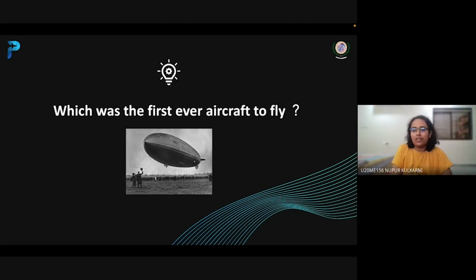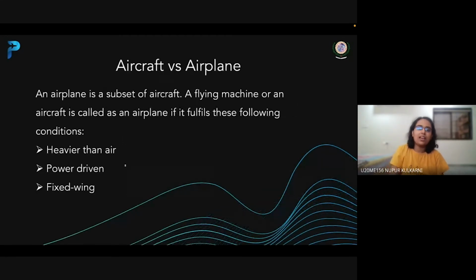So let's clear out the confusion if anyone is having. As one said, an airplane is a subset of aircraft. We can consider any flying machine as an aircraft, but an airplane is one which is heavier than air, which is power driven and has fixed wings. As someone said, it should be fixed wing. Along with that, we have two criteria. It should be heavier than air, like it should not just float in air. And it should be power driven.